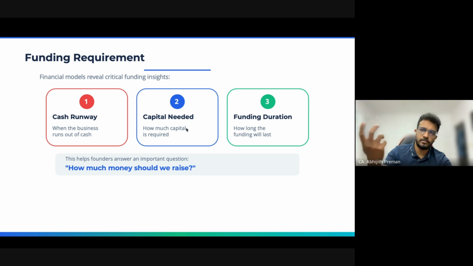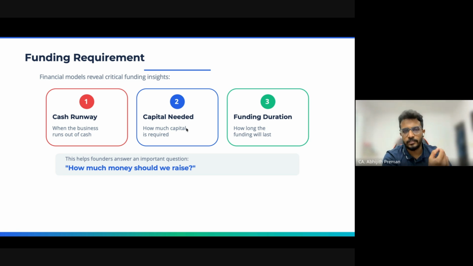Then in the 13th month, it starts becoming profitable. This means that you need to raise at least 5 crore to stay cash positive in all the 12 months, or like all the upcoming period. So this would help you to determine what is the capital needed.